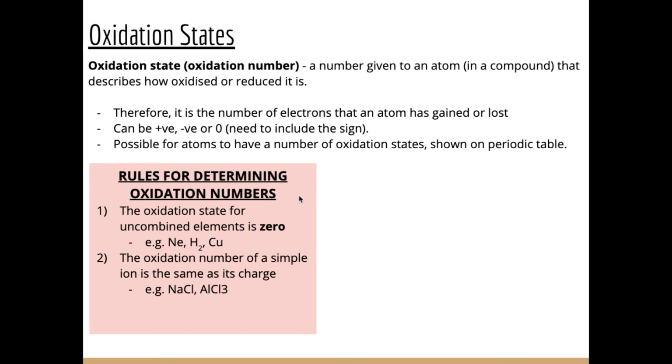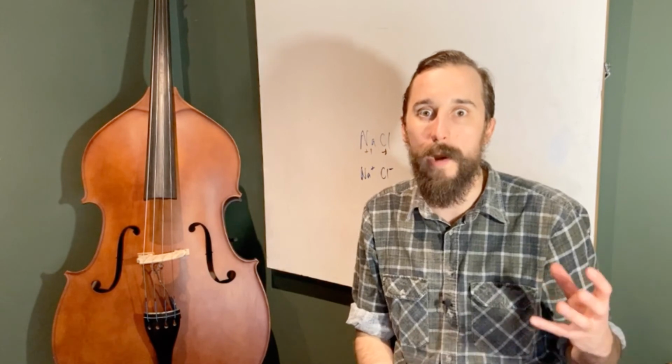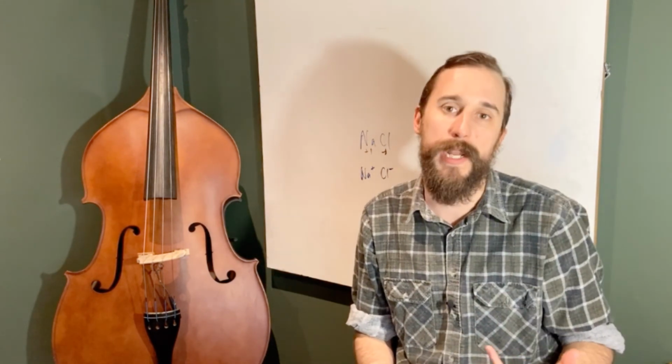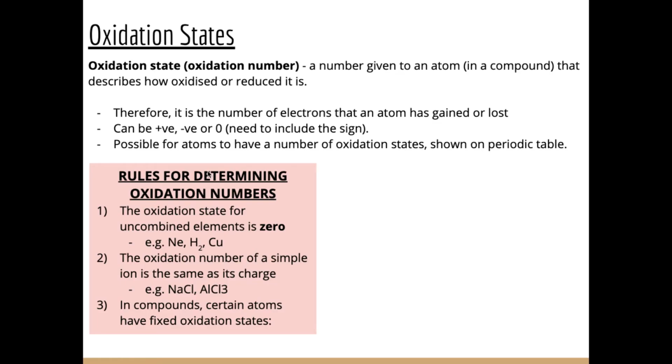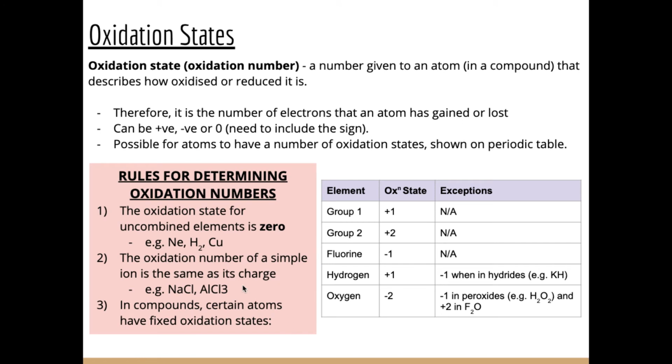This third part is where it gets not trickier, but there are a few extra rules that we need to be able to recall. But a lot of them just make sense with what we already know about the chemistry of certain elements. So there's nothing too radical in there. If we have compounds, such as molecules, certain atoms have fixed oxidation states. So these are the rules that we can use to determine essentially the oxidation state of any atom in a compound.